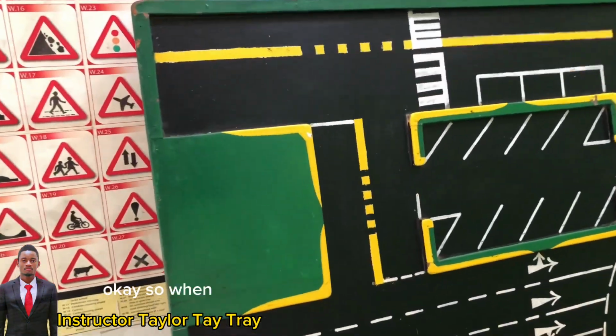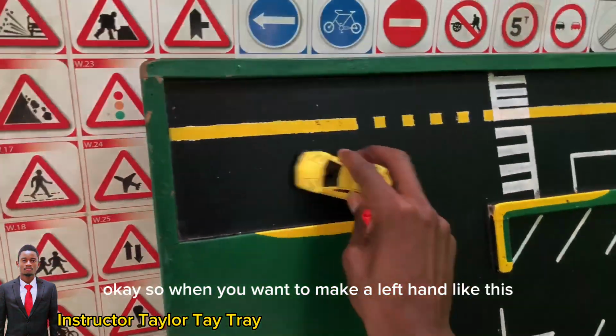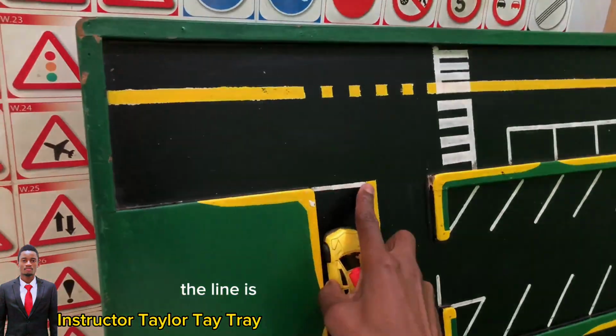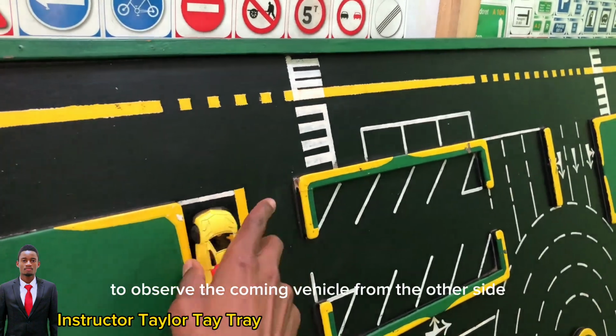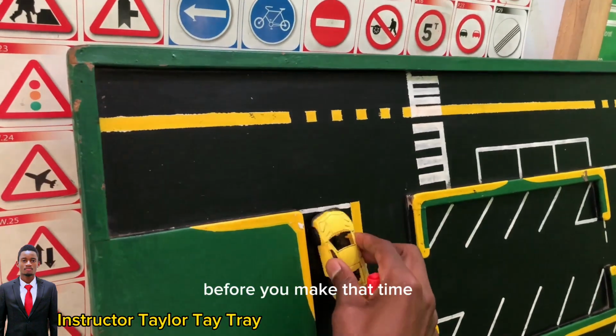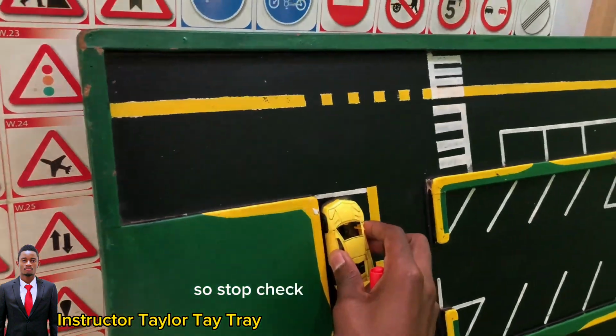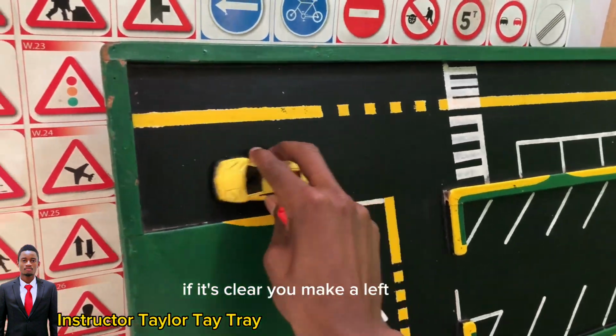Okay. So when you want to make a left turn like this, you have a line here. The line is reminding you to stop, to observe the oncoming vehicle from the other side, before you make that turn. So stop, check your right side. If it's clear, you make a left turn.